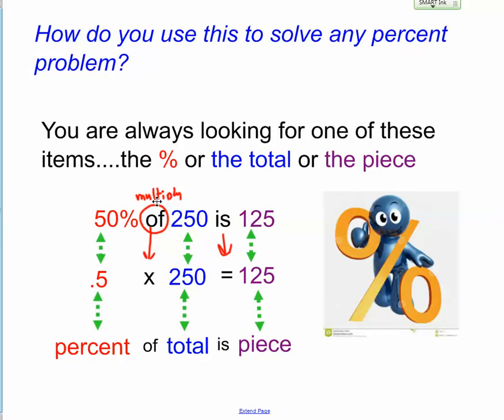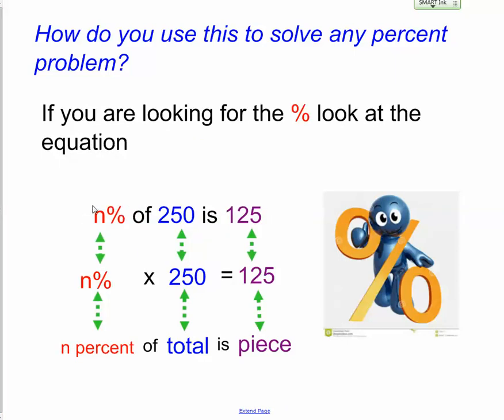Remember, to solve any percent problem, you're always going to have this word "of," which means multiply, and the word "is," which means equals. So the percent of the total is the piece. So now what we're going to do is, what if I didn't know one of these parts? How do we find it?